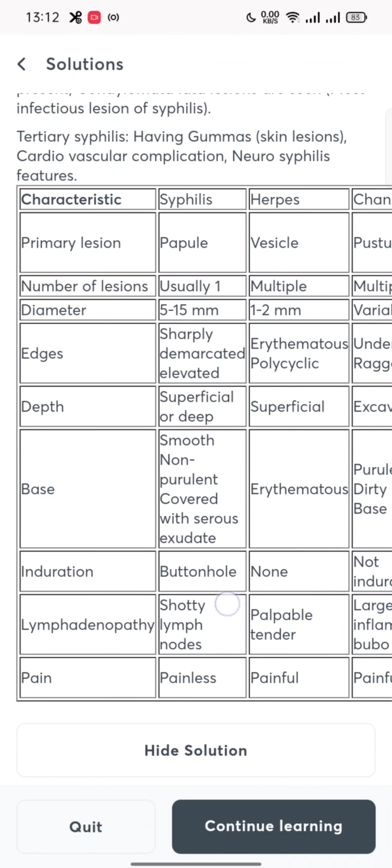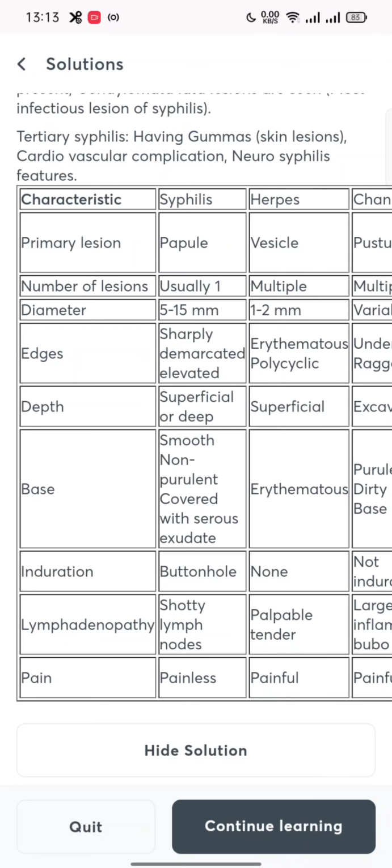So the characteristics of the primary lesions: number of lesions, diameter, edge, depth, base, induration, lymphadenopathy, pain. Syphilis is painless, herpes is painful, and chancroid is also painful. The number of lesions is usually 1 in syphilis, multiple in herpes, multiple in chancroid. The edge is sharp, demarcated, elevated in syphilis; erythematous, polycyclic in herpes; and in chancroid it is undermined and ragged.